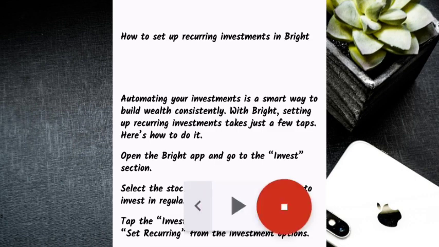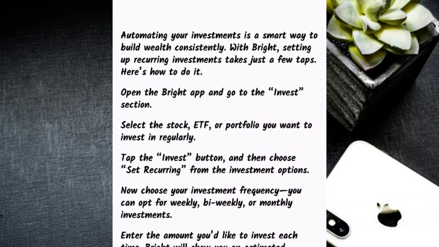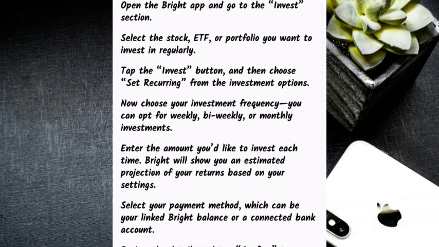First, open the Bright app and go to the invest section. Then select the stock, ETF or portfolio that you want to invest in regularly. Next, tap the invest button and then choose set recurring from the investment option.